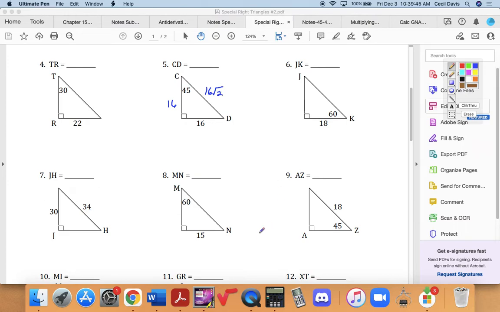So the multiplication by 2 only works if it's a 30, 60, 90? Correct. The short leg times 2 gives you the hypotenuse. Okay? And that's because, again, I keep coming back to this, but if it helps you remember it, if you start with an equilateral triangle where all these are 16, the short leg is 8. So the hypotenuse is twice the short leg. That makes more sense. Okay?